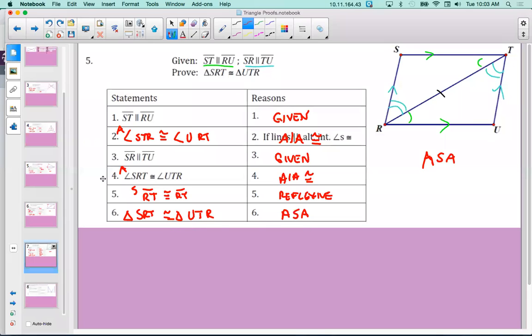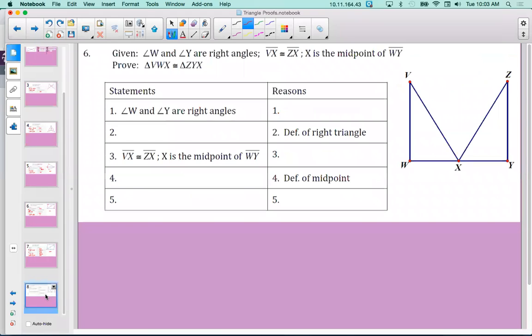Okay. All right, last one. Here we have angle W and angle Y are right angles. So I will go ahead and mark these as right angles. VX is congruent to ZX. And X is the midpoint of WY. Now remember, being the midpoint tells us that the two small segments will be congruent. Now, we've got to use a couple of these facts to get the information we need.